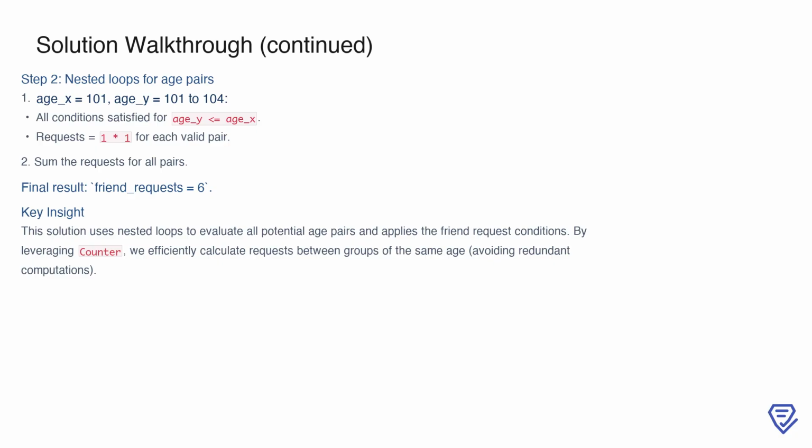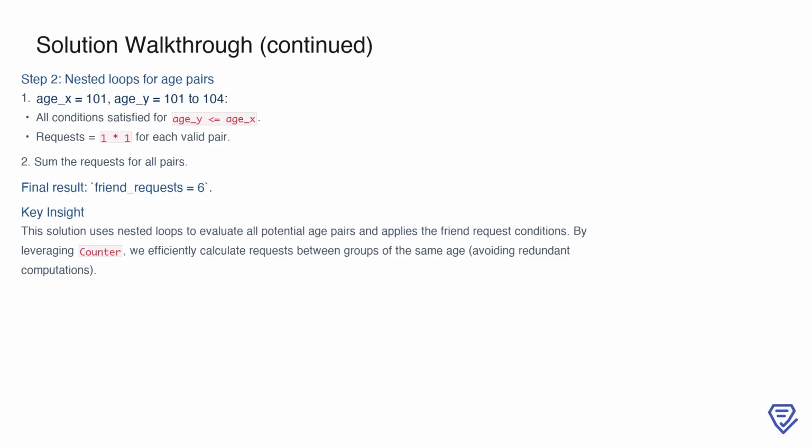For age_x equals 101, we evaluate pairs with age_y ranging from 101 to 104. Since all conditions are satisfied for age_y equals age_x, each pair contributes 1*1 friend request. Summing up the requests for all valid pairs results in a total of 6 friend requests for this example.